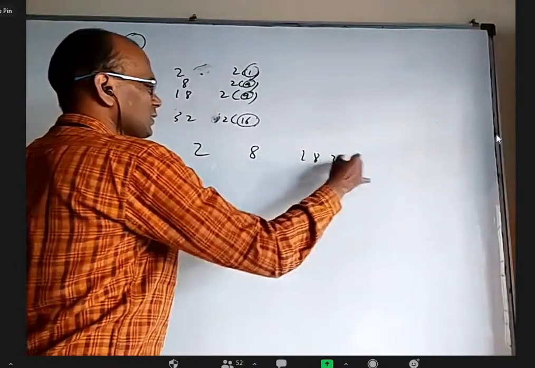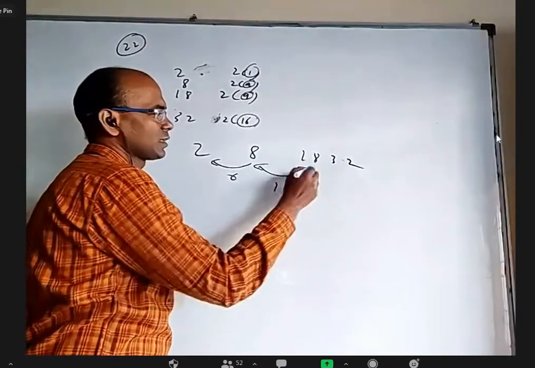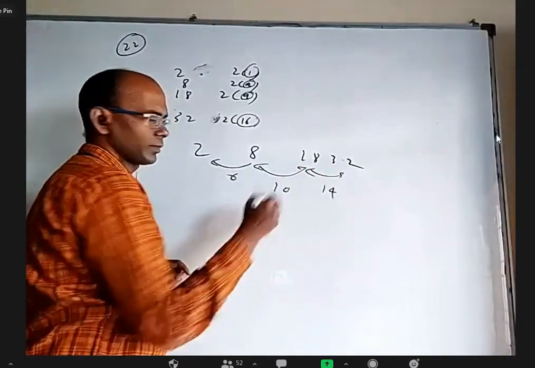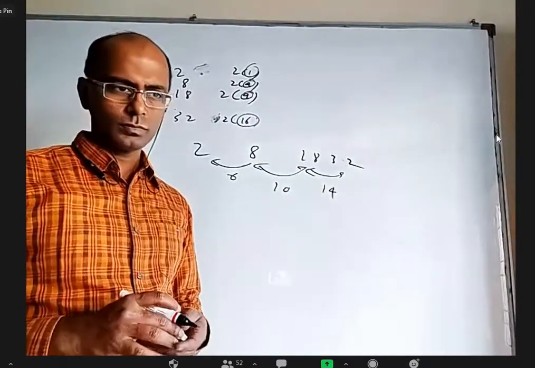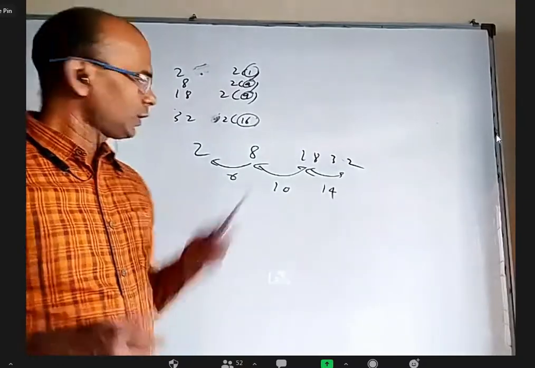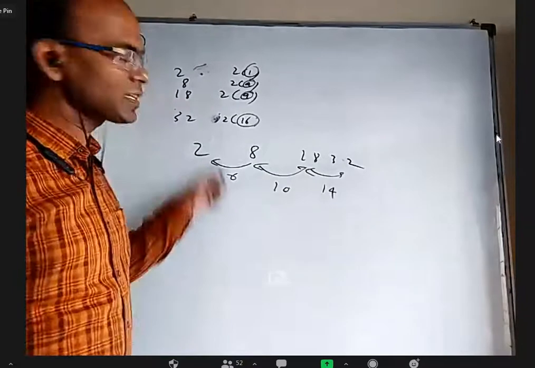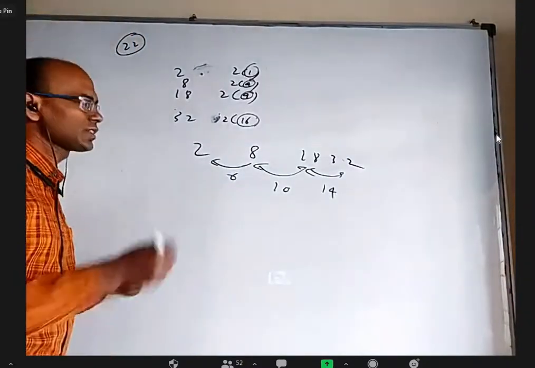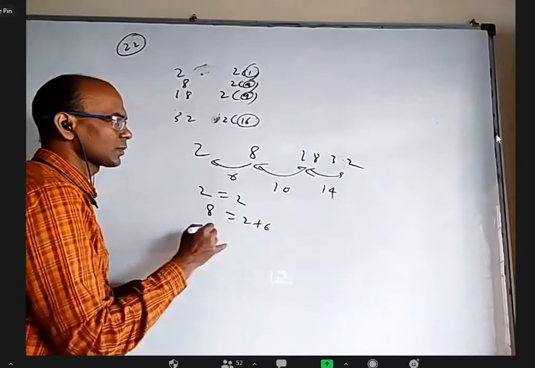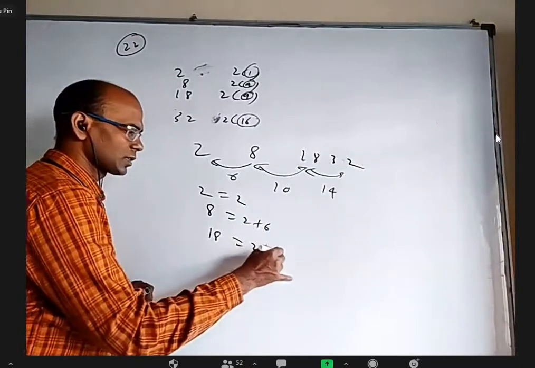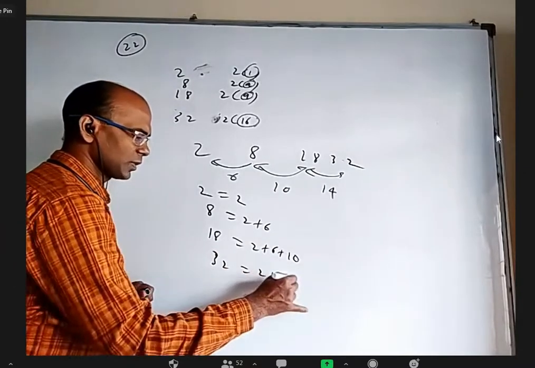2, 8, 18, 32. The gap between these two is 6. The gap between these two is 10. The gap between these two is 14. You can see 6, 10, 14 are in arithmetic progression. The original numbers are not in arithmetic progression because the differences are not equal. The differences are in AP. I said how to deal with such questions. You write 2 as 2 only. You write 8 as 2 plus 6. 18 as 2 plus 6 plus 10. And 32 as 2 plus 6 plus 10 plus 14.